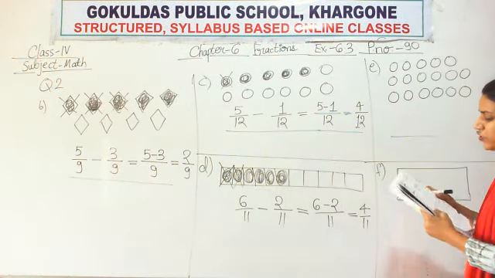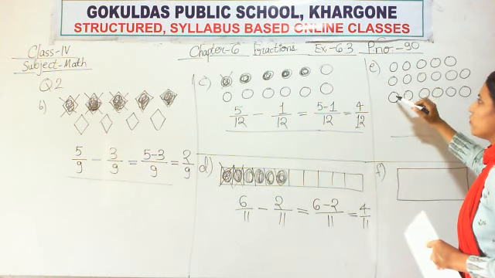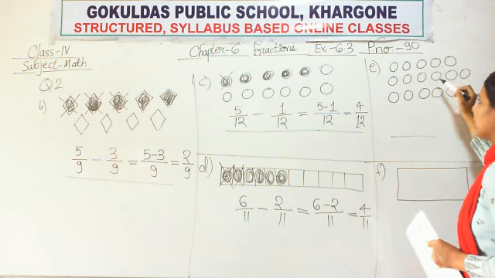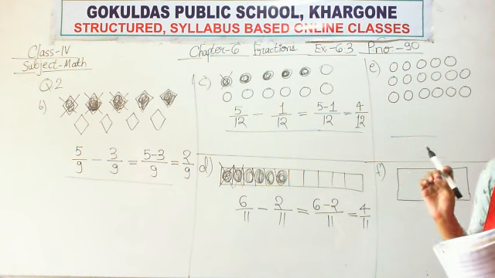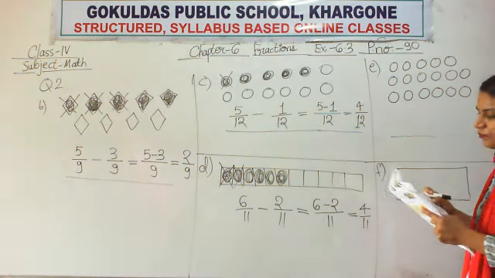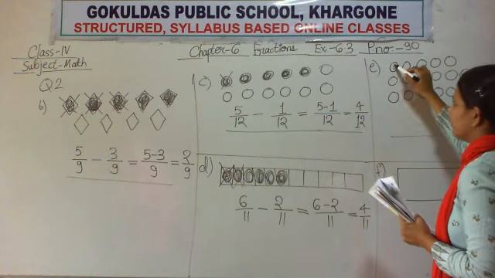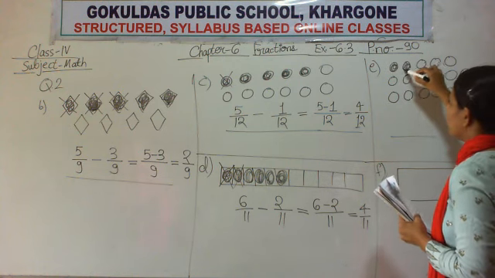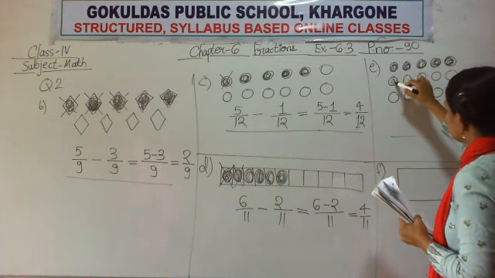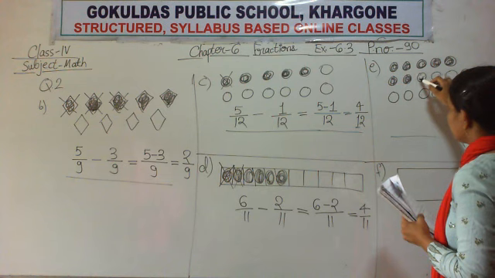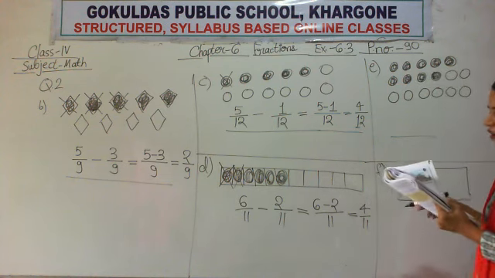Now part E. Total 17 circles are given: 1, 2, 3, 4, 5, 6, 7, 8, 9, 10, 11, 12, 13, 14, 15, 16, 17. Total 17 circles are given in your book. Out of these 17, 9 are shaded with orange color: 1, 2, 3, 4, 5, 6, 7, 8 and 9.